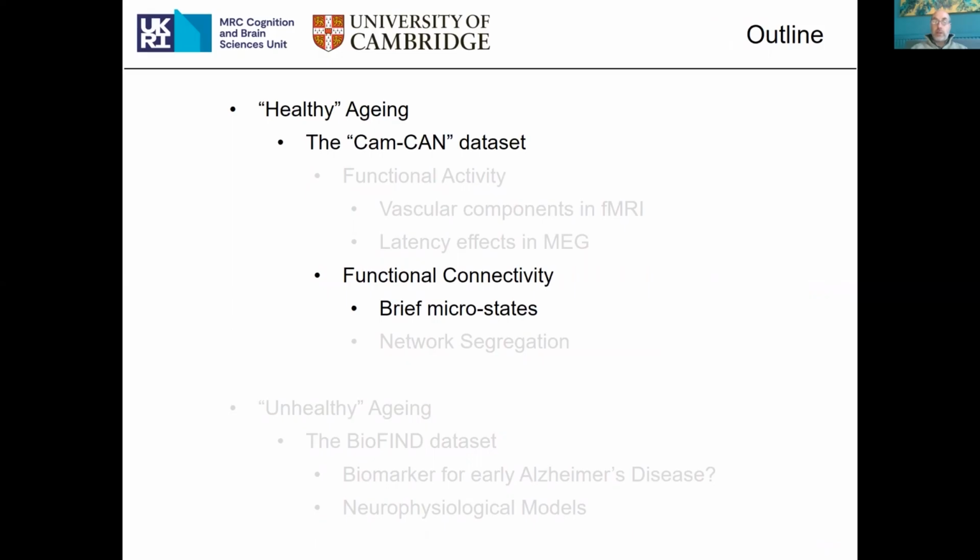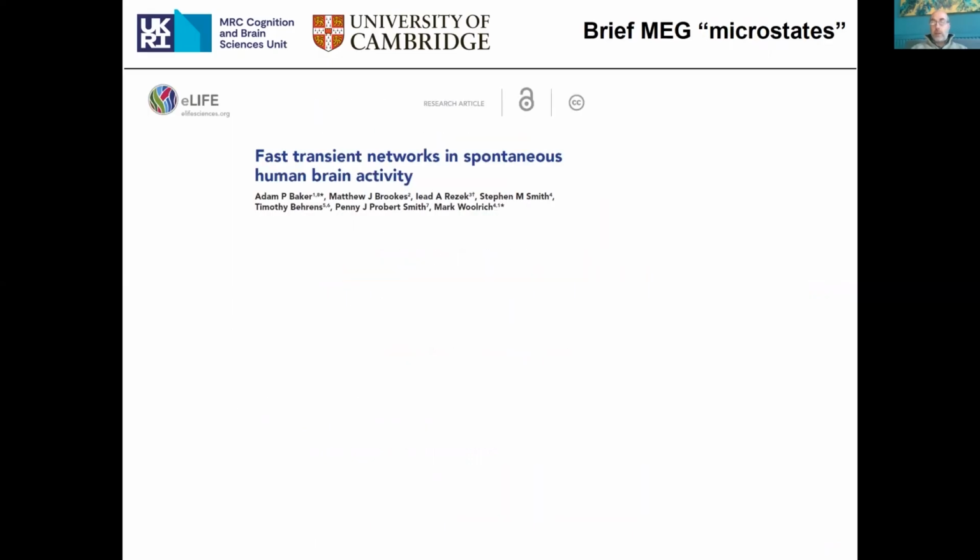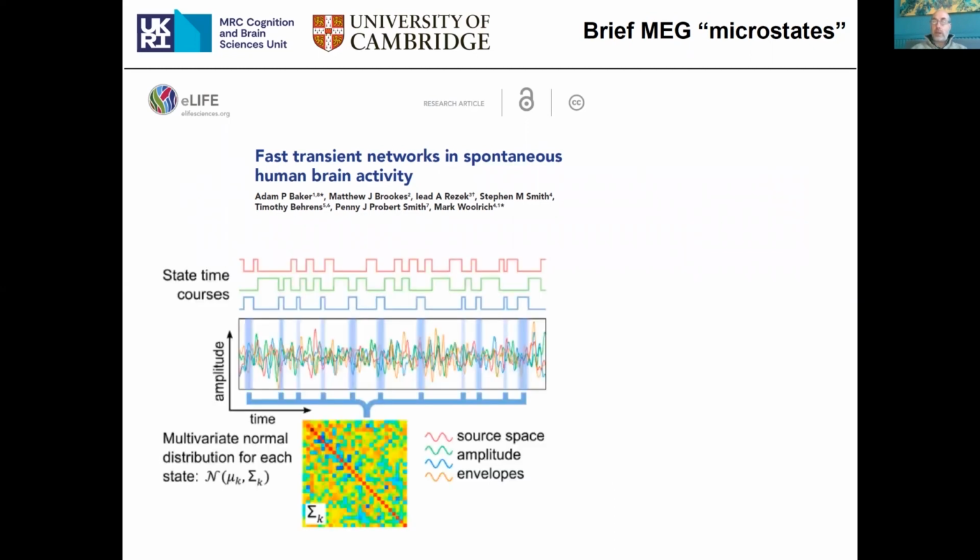Turning now to connectivity and this concept of microstates. This was stimulated by a paper from Oxford several years ago now, where they used hidden Markov models to decompose MEG data into a series of discrete states with distinct spatial patterns of connectivity. With the hidden Markov model, the brain is only in one state at a time, and this is time left to right here. And here are 3 example states, different colors.